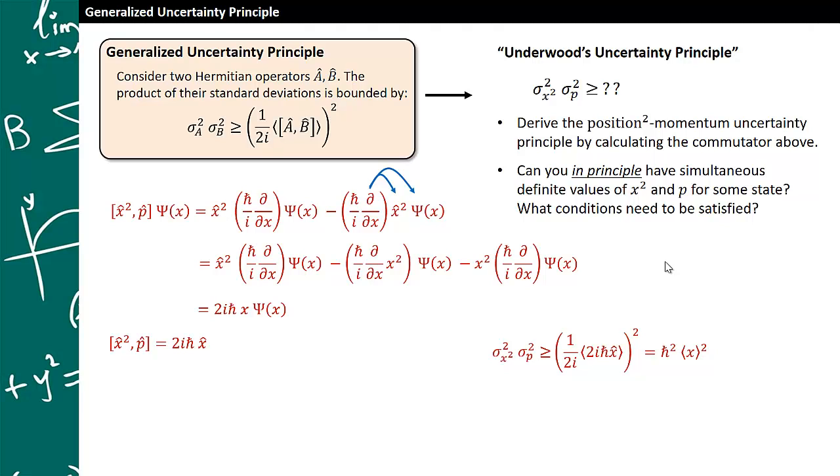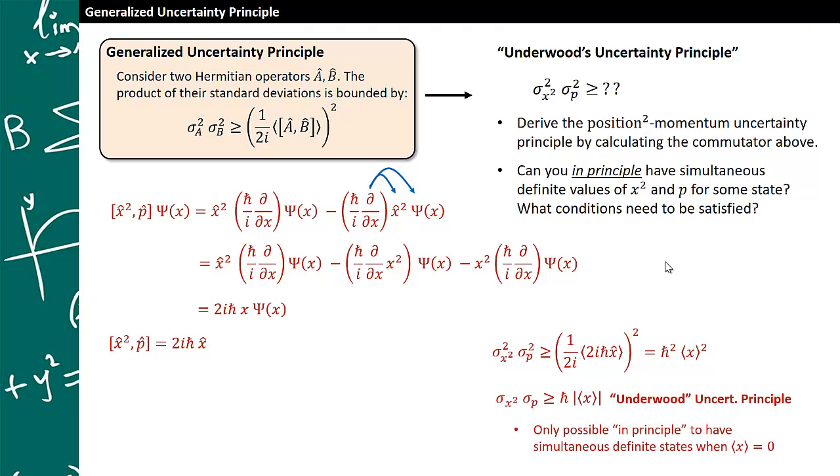Or I can take the square root on both sides to find that the uncertainty in the position squared times the uncertainty in the momentum must be greater than or equal to h bar times the absolute value of the expectation value of the position. And again, I'm just kind of jokingly calling this the Underwood uncertainty principle. Of course, you can call it whatever you want. So this doesn't have a name. You can make your own uncertainty principles by picking any two operators, A and B, and calculating their new uncertainty principle there.